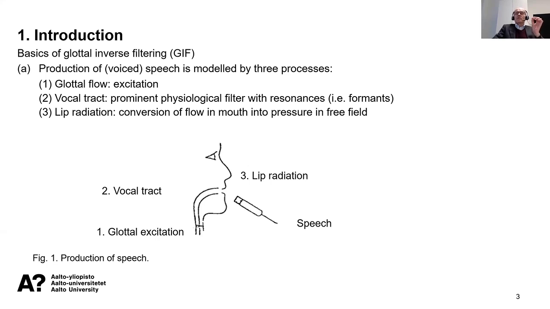And the idea is that we try to estimate from the microphone signal the source of speech, which takes place inside the larynx. And according to this picture, there are two filtering processes which filter the excitation, which are the vocal tract and then the lip radiation. The vocal tract is the very strong physiological filter caused by the articulation system, and the lip radiation is just quite a simple acoustical effect where the flow at the lips is converted into speech signal.